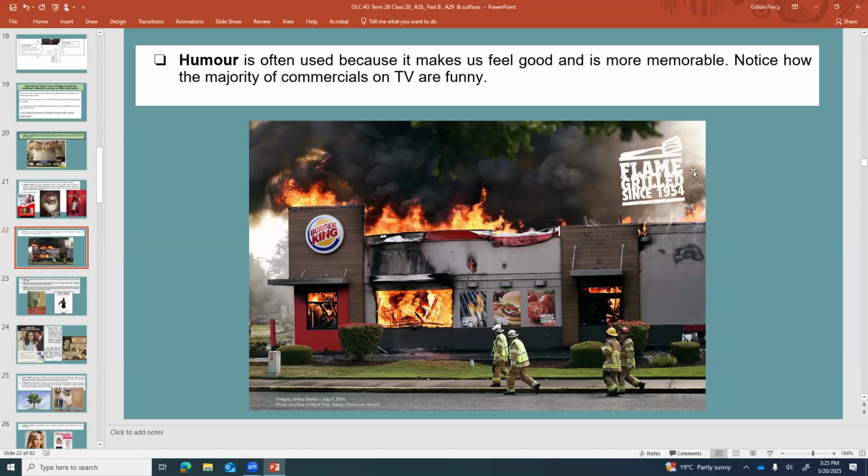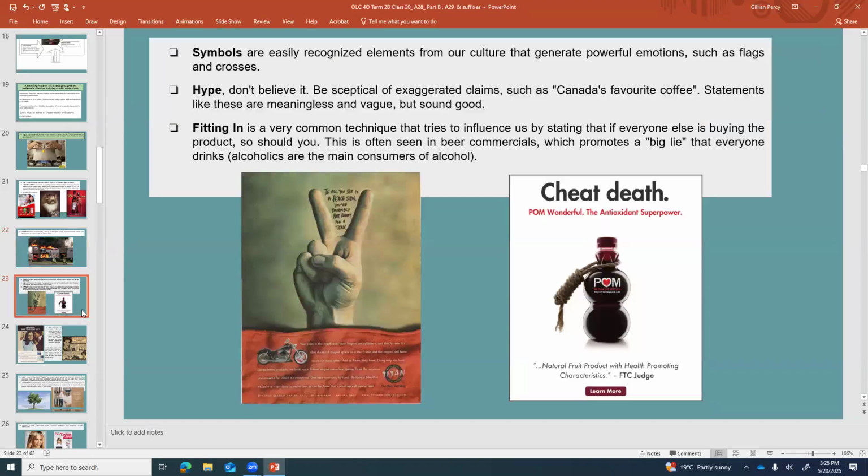And it says flame grill since 1954. And then there's the restaurant on fire, basically, and a bunch of firemen kind of going. And it's unclear because they're walking pretty slow. Are they going to eat a burger? Are they going to put out the fire? What are they doing? Don't know for sure.